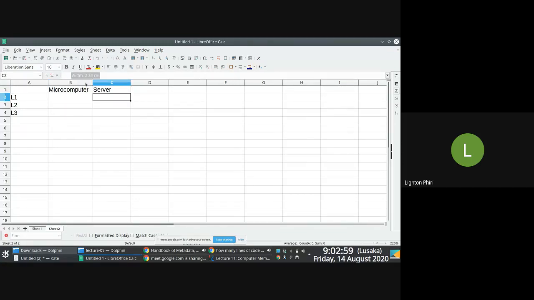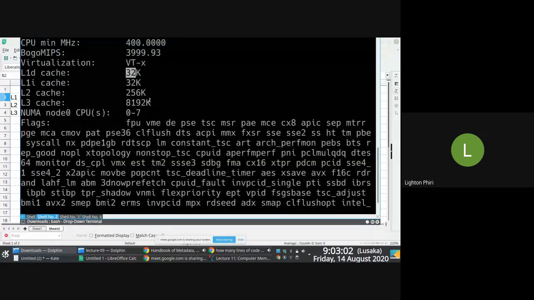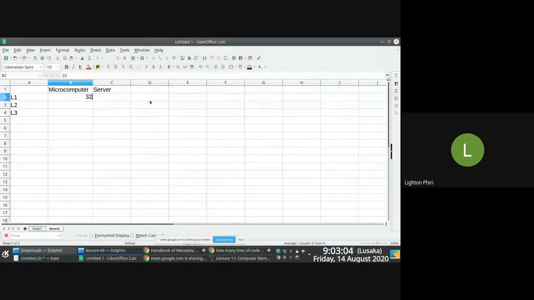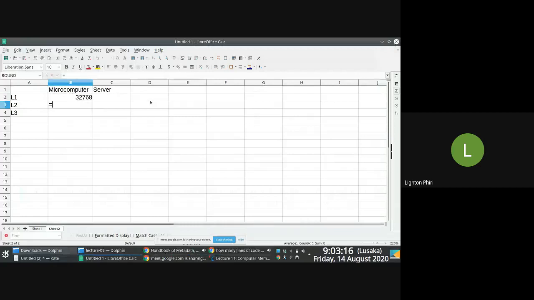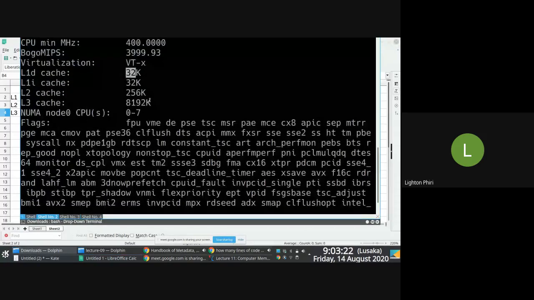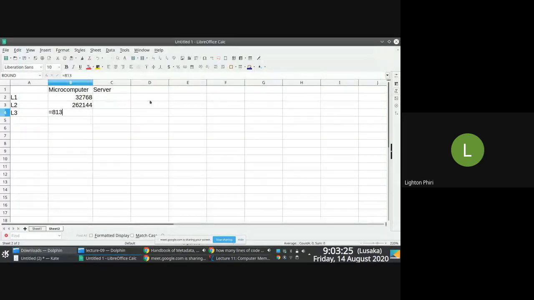What you will notice is, and I know this is one of those horrible comparisons here, the microcomputer has 32 by 1024 bytes of level 1 cache. It also has 256 KB, which is 256 by 1024 bytes of level 2 cache, and level 3 cache of 8192, so it's 8192 times 1024. So I have this many bytes of available level 3 cache, which is the shared cache.